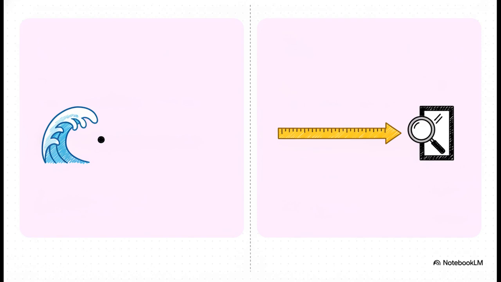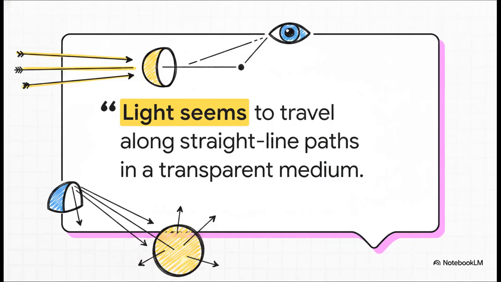But here's our secret weapon for this masterclass. For everyday, macroscopic optics, like the mirrors and lenses we're dealing with, we don't need to worry about the quantum stuff. We just use a much simpler model. We simply treat light as a straight-line ray. Like our source material points out, light seems to travel along straight-line paths in a transparent medium. Treating light as a perfectly straight line, a ray, is basically the ultimate cheat code for optics. It lets us use simple, straightforward geometry to predict exactly where a reflection's going to go and what an image will end up looking like.